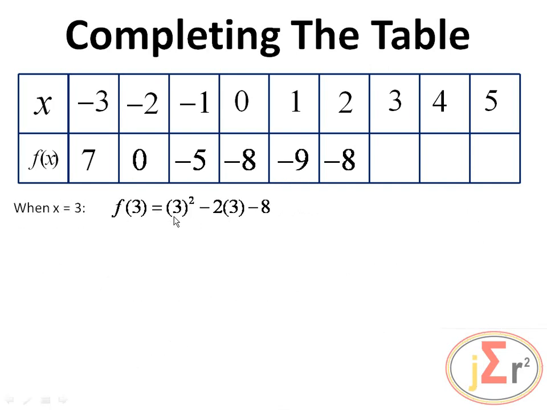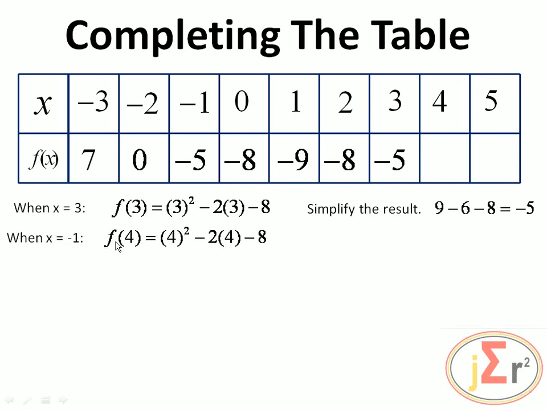So we have f of 3, 3 squared minus 2 times 3 minus 8, and then we simplify the result, and -5 goes right there. Then f of 4 is equal to 4 squared minus 2 times 4 minus 8. So we're going to say 4 squared is 16, 2 times 4 is 8, minus 8. That will give 0, I think. So 16 minus 2 times 4, which is 8, minus 8.